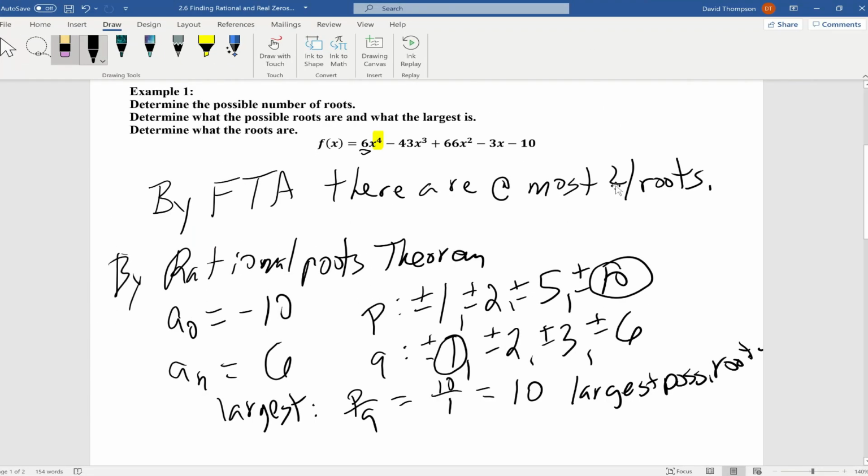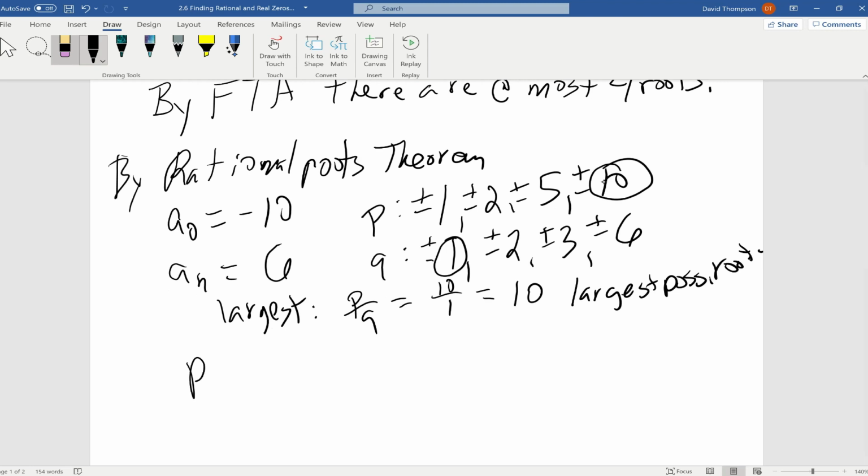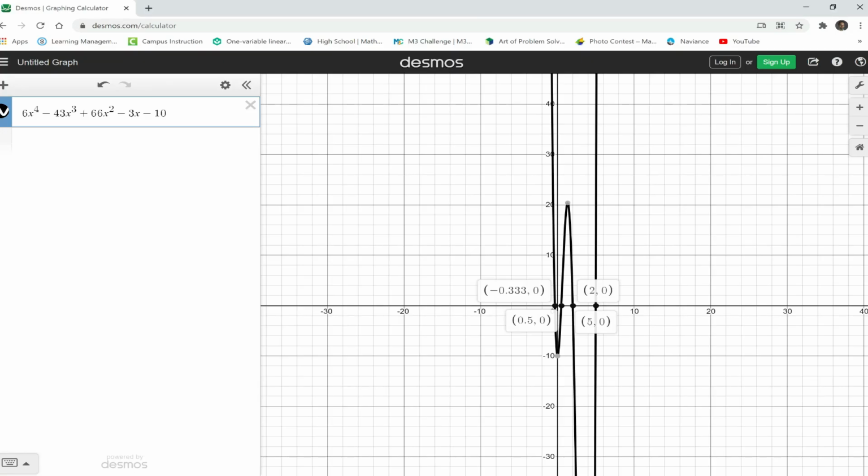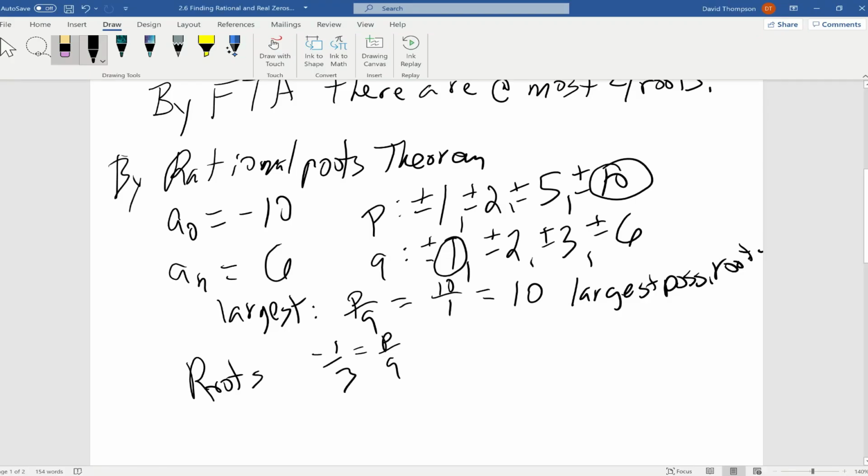So our roots are negative 1/3, and if we look at our p's and q's, this would be my p, this would be my q, and we do see 1/3. Our next one would be 1/2. And if we look at our list, 1 and 2, that falls in the form of p over q. We can pull the 1 from the p, the 2 from the q.